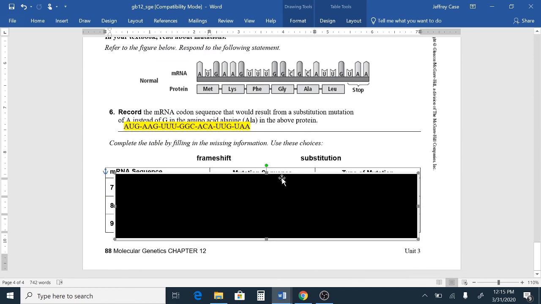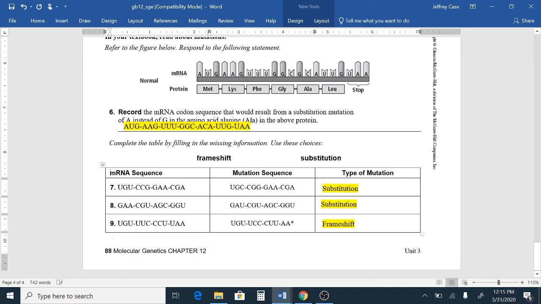And this little table here, I'll just show you that. What type of mutation do we have here? Just some recognition. Here's the mRNA sequence and there's the mutated sequence. The first one up is a substitution, because we have CCG and here we have CGG. Everything else is the same. Number 8 is also a substitution, because here we have GAA and here it's GAU, but everything after is the same.